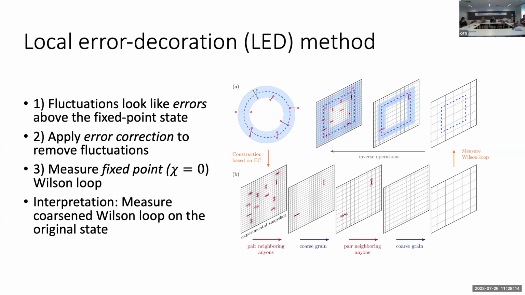Sorry, this is a dumb question, but for the intuition where I'm not in the correct phase, what should I picture happening as I coarse grain again and again? What do I get on the right-hand side of this picture if I'm not in the topological phase?